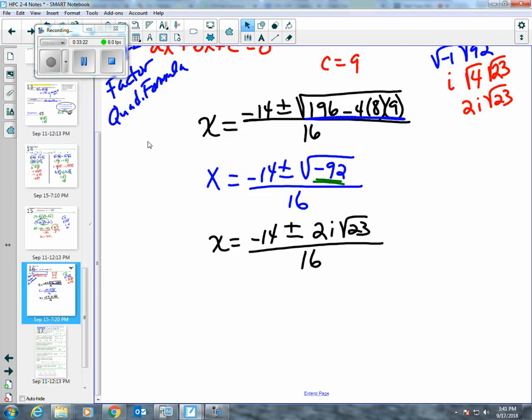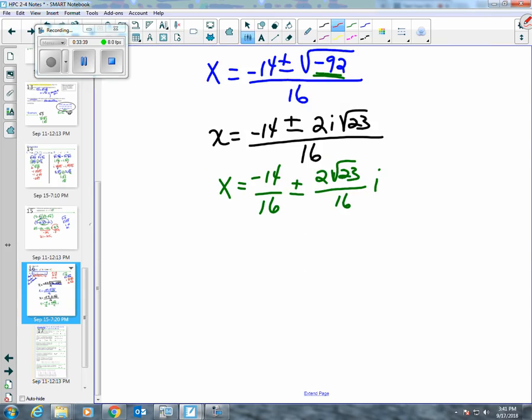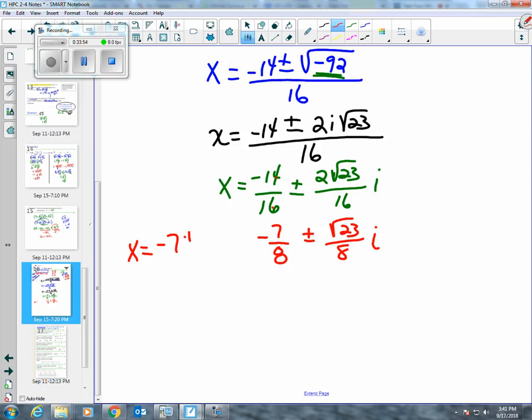All right, the only other thing we can probably do here is see if we can reduce this fraction at all. So let's see if we can write it out. -14/16 plus or minus 2 square root of 23 over 16 i. We're going to write this out. I think we can reduce a little bit then, right? -7/8 plus or minus square root of 23 over 8 times i, if we can reduce each of those fractions. Some people might just leave it as a single fraction, negative 7 plus or minus i square root of 23 over 8. You can decide where you like the i best. You can leave it together as well.